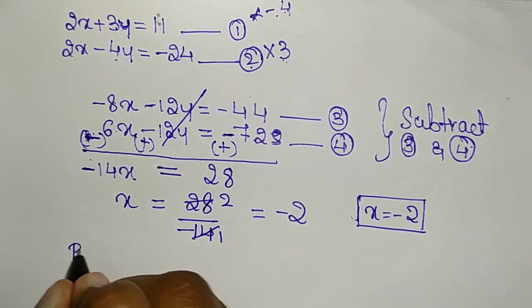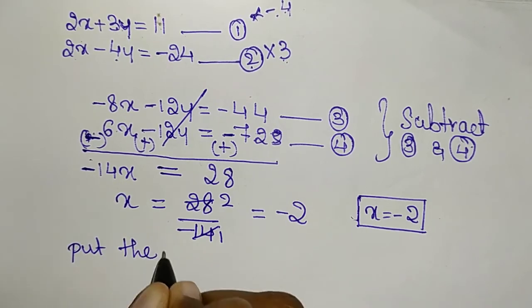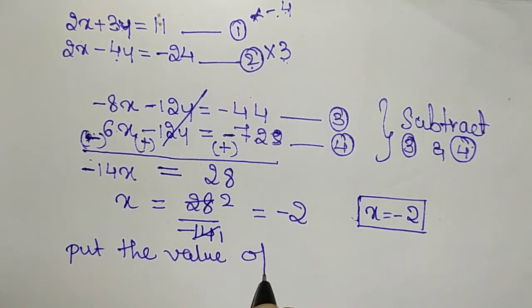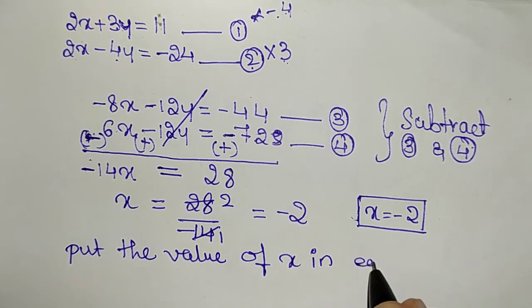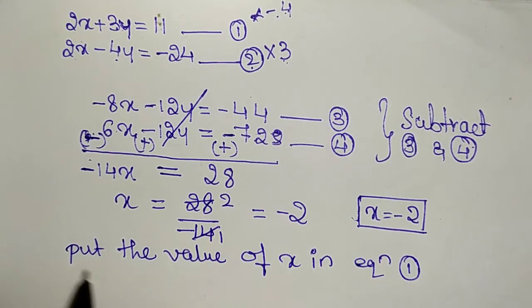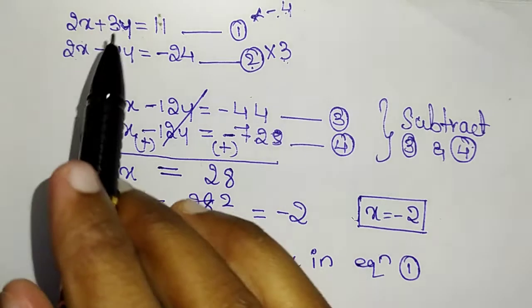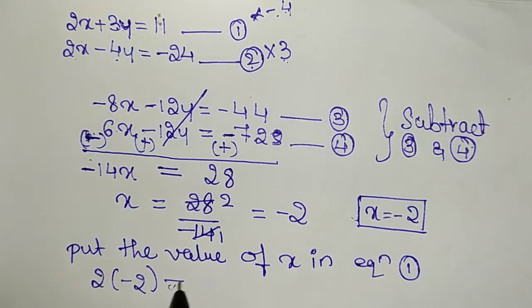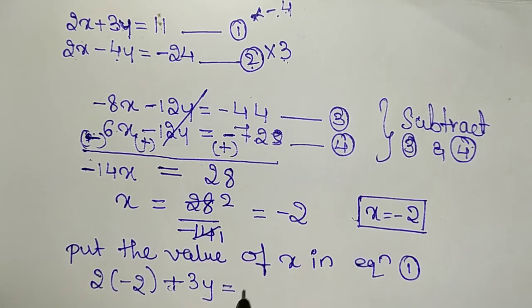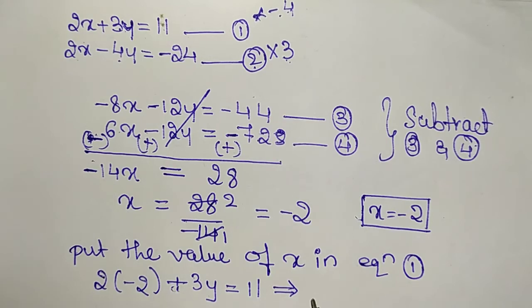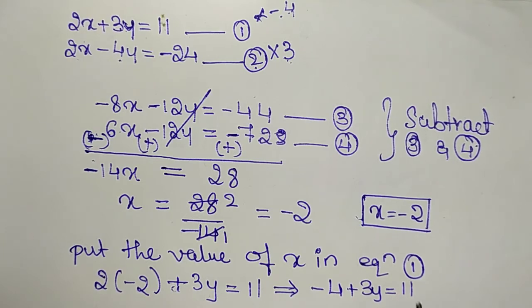So now put the value of x in either of the equations. So let us choose equation 1. Put the value of x in equation 1. We will get 2 into minus 2, because it is 2x. 2 into minus 2 plus 3y is equal to 11. So on simplification this will become minus 4 plus 3y is equal to 11.